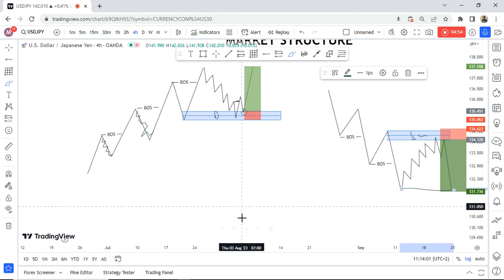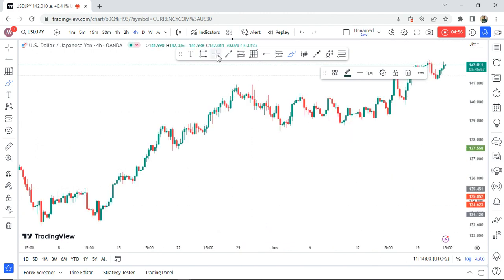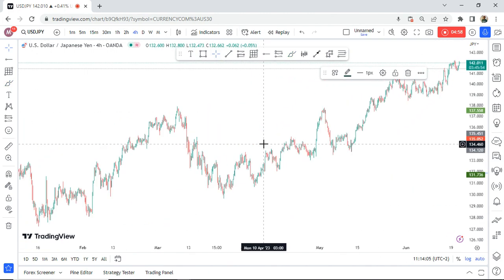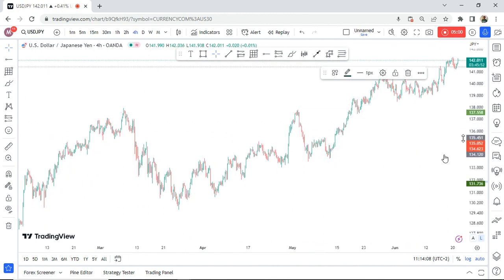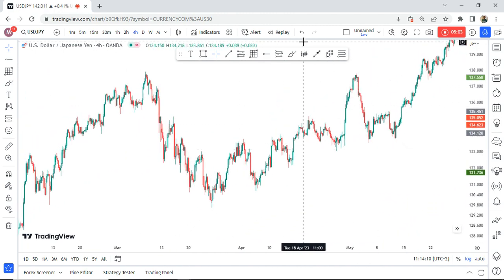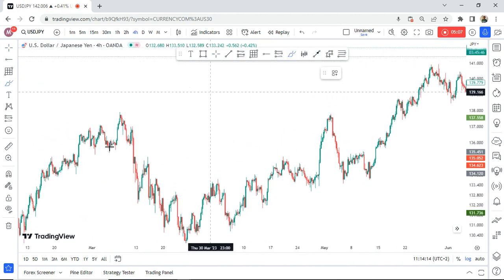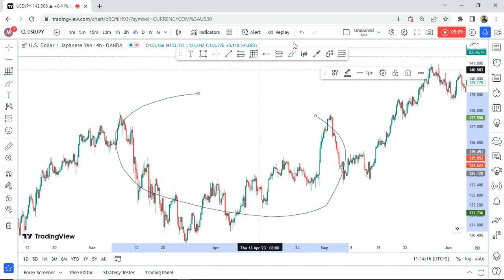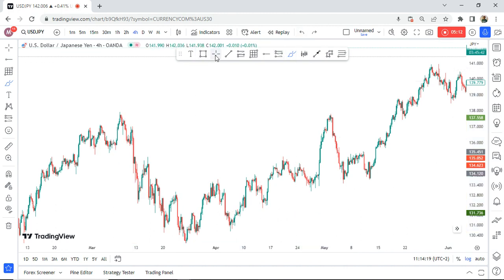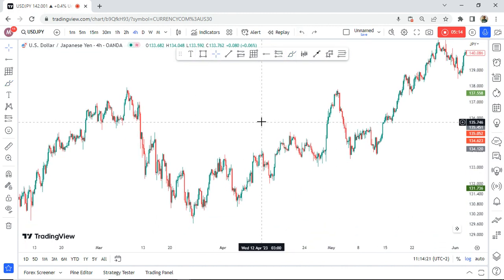So now I'm going to show you what I mean on the real chart, guys. Basically on USD JPY, I'm just going to focus on this current move here. This is where I want to show you the order flow, guys, and the way in which the market is moving.